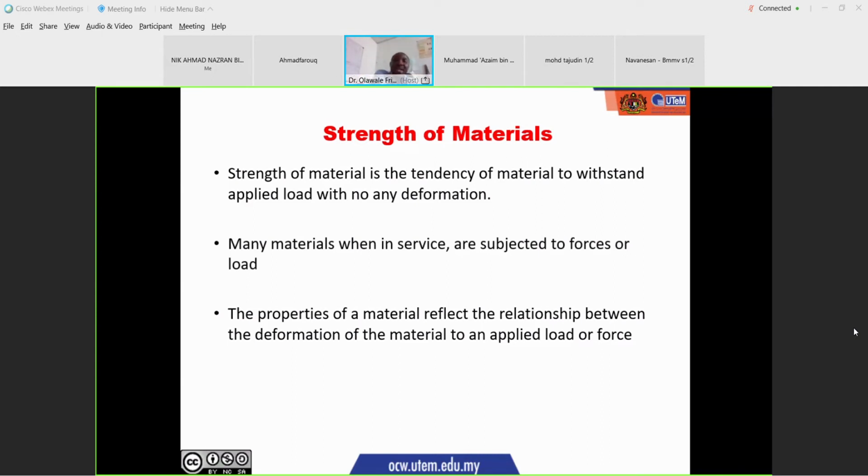Many materials, when in service, when in use, are subjected to different force or load. So when you are using them, the property of a material reflects the relationship between the deformation and the applied load. Like we said, the metal is stronger because it's not deforming when we apply the load as compared to this. And it is a function of the property of this metal as compared to the property of the plastic. So basically, the property of your material reflects the relationship between deformation of the material and force.